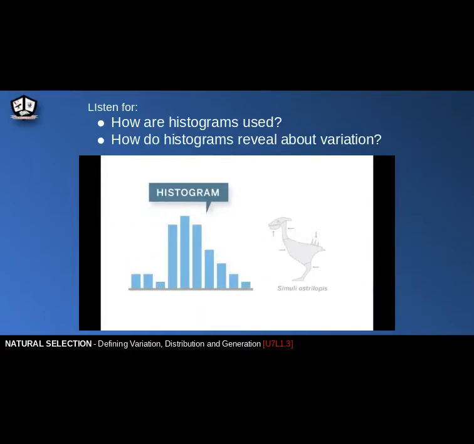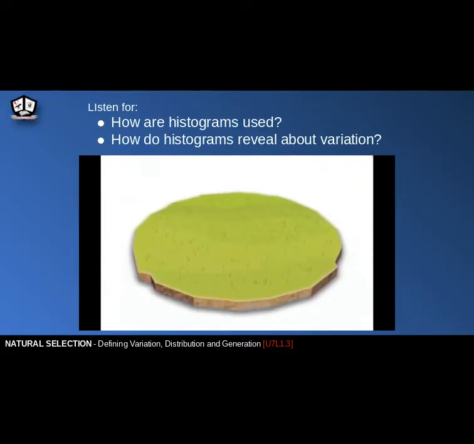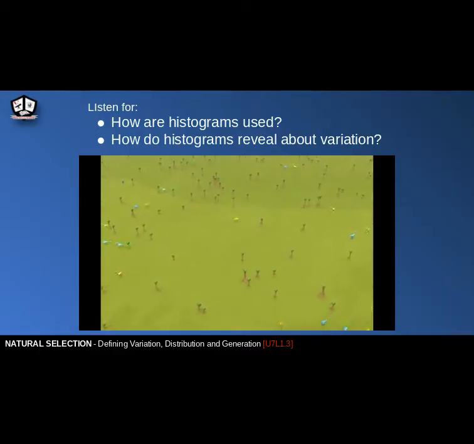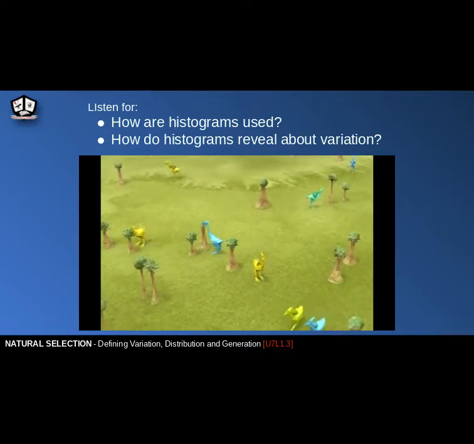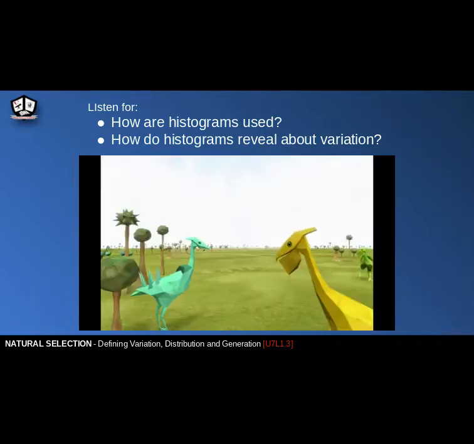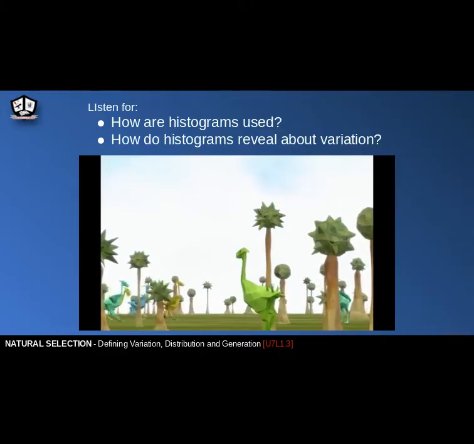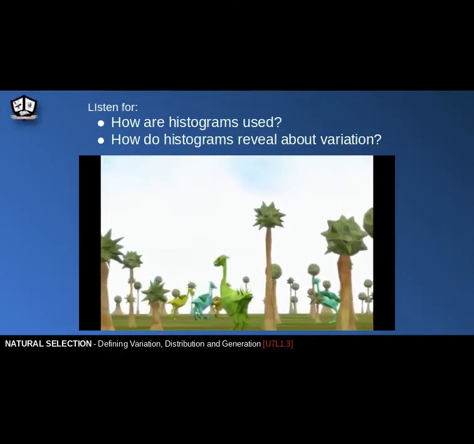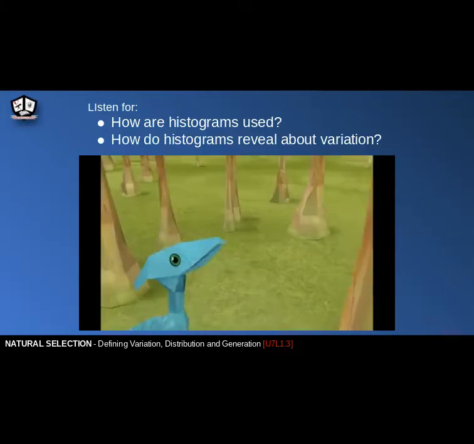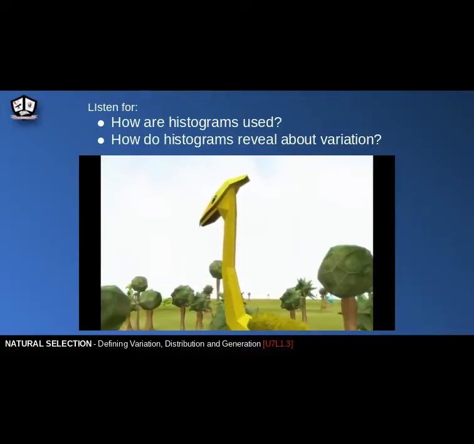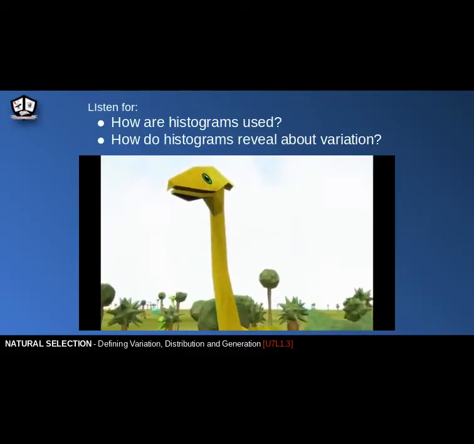Biologists use graphs called histograms to show variation in populations of organisms. Let's look at a population of australopes to understand how histograms can show variation. If you look at the australopes, you can see that although they are all from the same population, they are all different from each other. They have different traits. For example, the australopes vary in color from yellow to green to blue, and they have different amounts of fur on their bodies. Their necks range from very short to very long. These are examples of variation in the australope population.